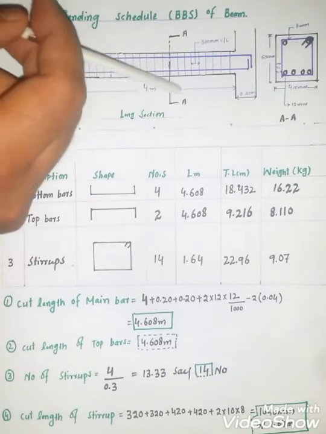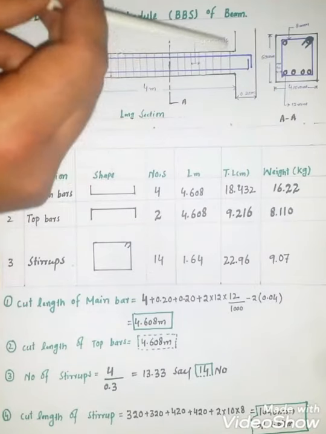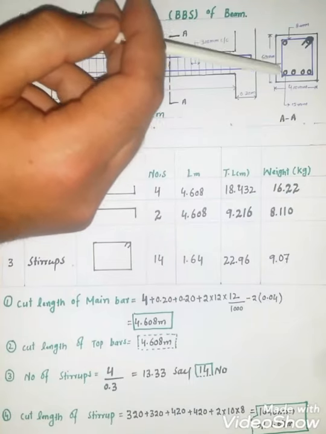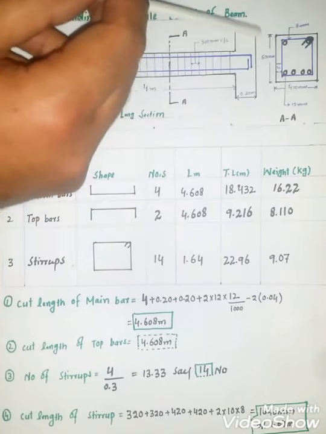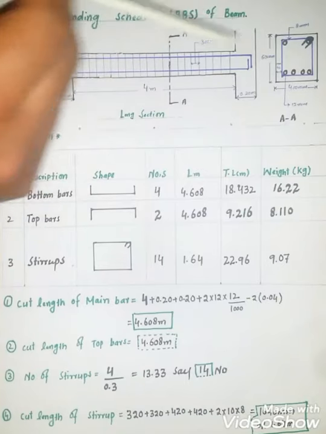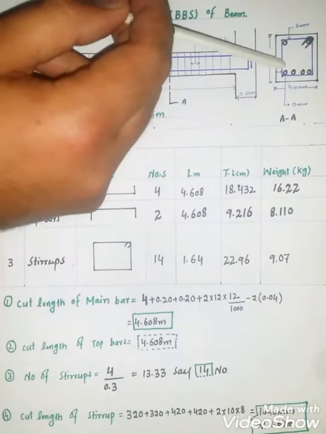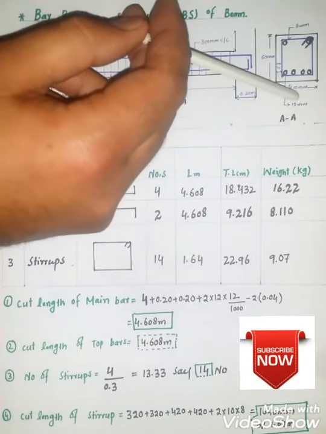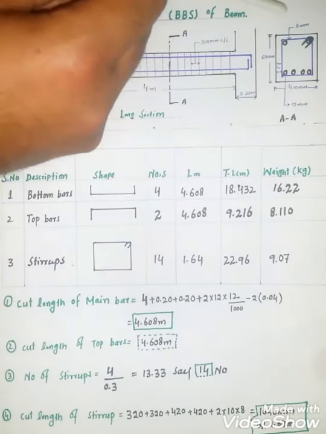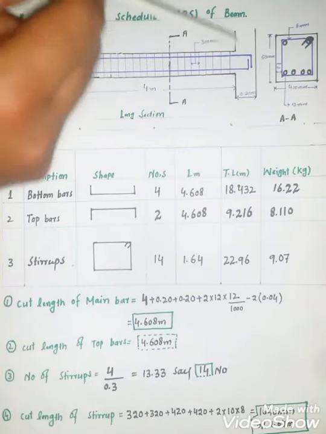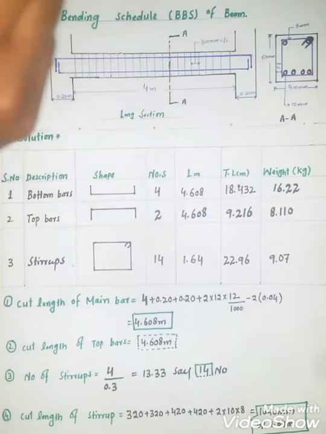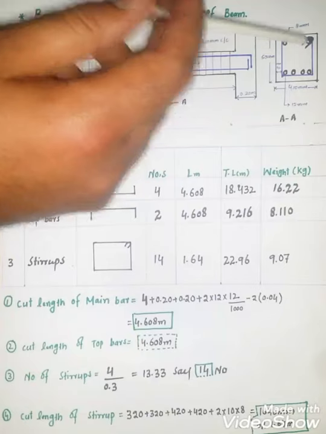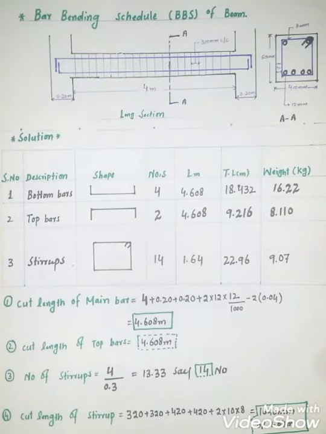This is section A for this beam. The size of the beam is 400 millimeter, this is the breadth of the beam, and the depth of the beam is 500 millimeter. Dia of main bar is 12 millimeter. Dia of stirrups is 8 millimeter. Clear cover for this beam is 40 millimeter, and this is two hook for this beam.